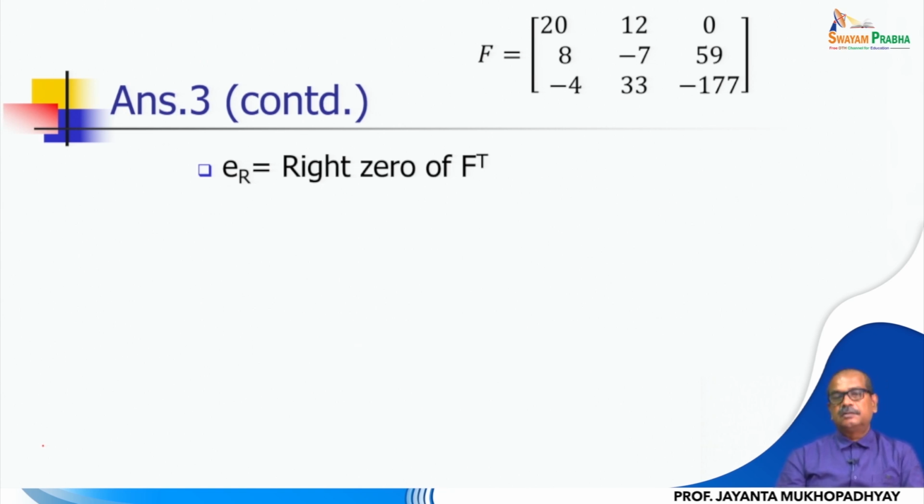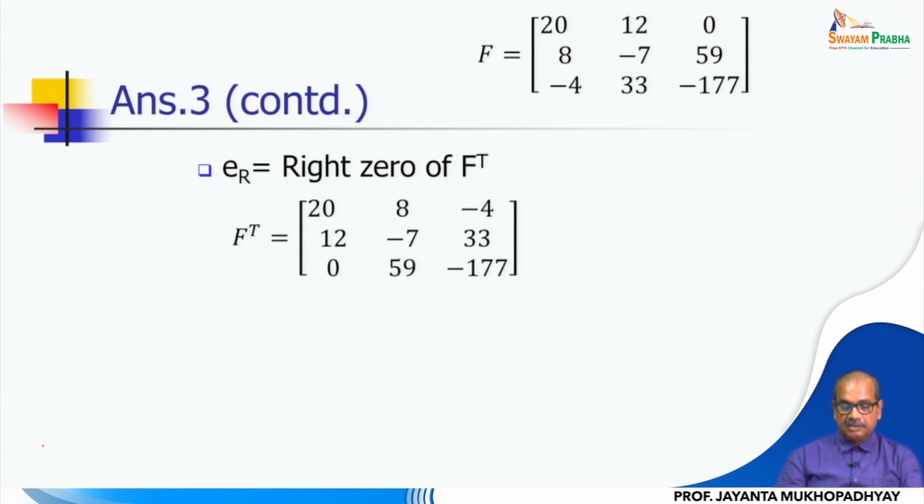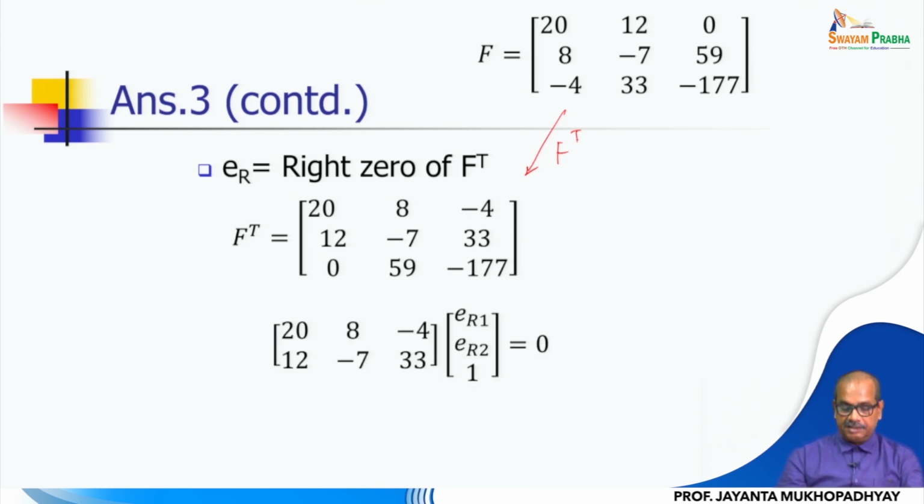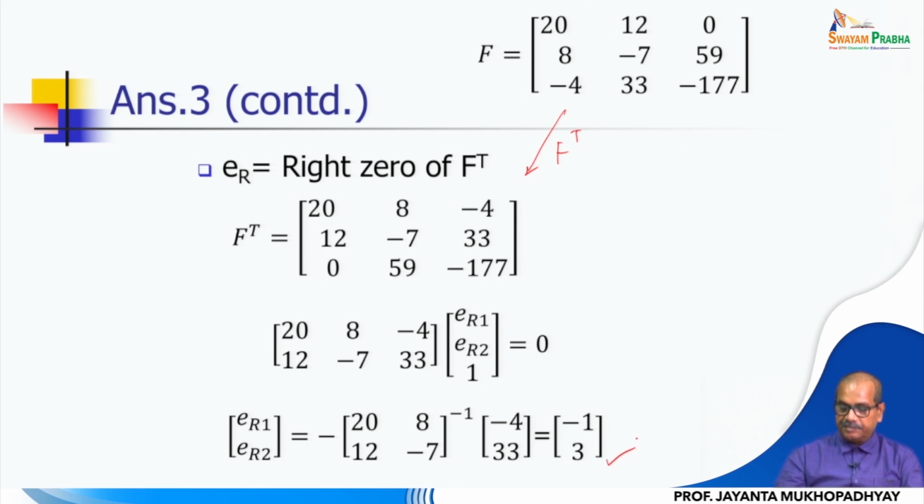The right null space of F transpose will also give you the right epipole. We obtained the right epipole as the intersection of 2 epipolar lines, but if I compute it by the same method using the null space, you take F transpose. This is a transpose operation, this is F transpose, and using the same method you can obtain the right epipole. You can see you obtain the same result as earlier. So this is also a method by which you can obtain the right epipole.